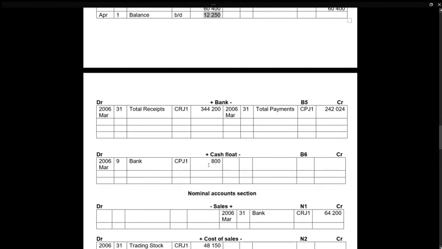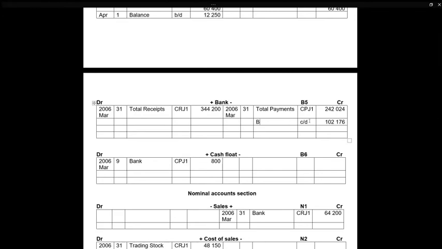Right, I'm going to do exactly the same. I can see my debit side is larger than my credit side. Now I need to calculate by how much. I'm going to take 344,200 Rand and I am going to deduct 242,024 Rand, and you should get an amount of 102,176 Rand. That was a calculation, therefore carried down.